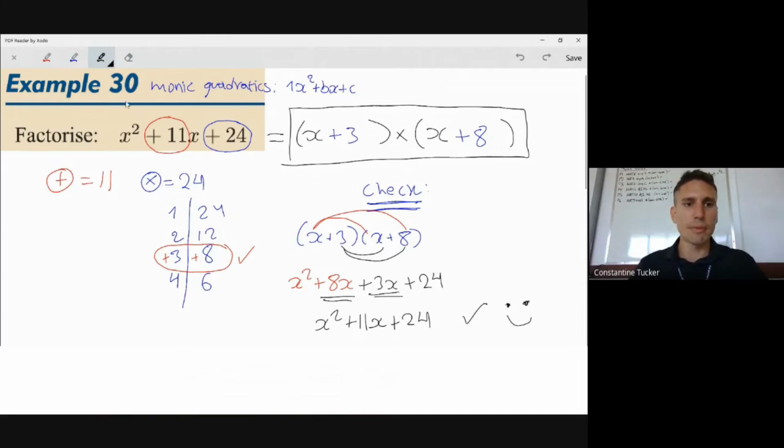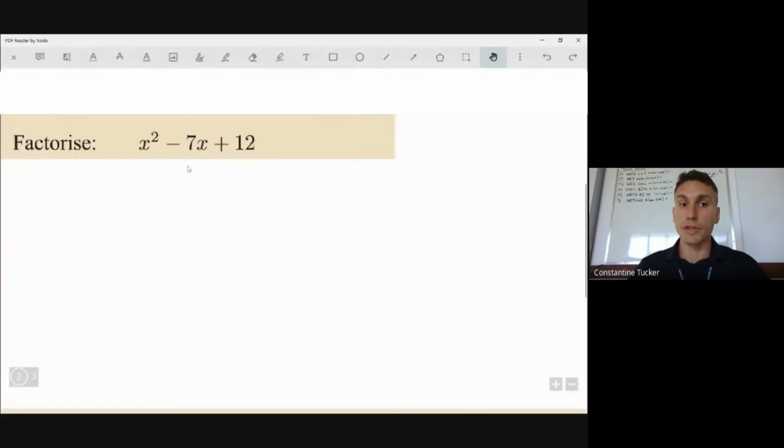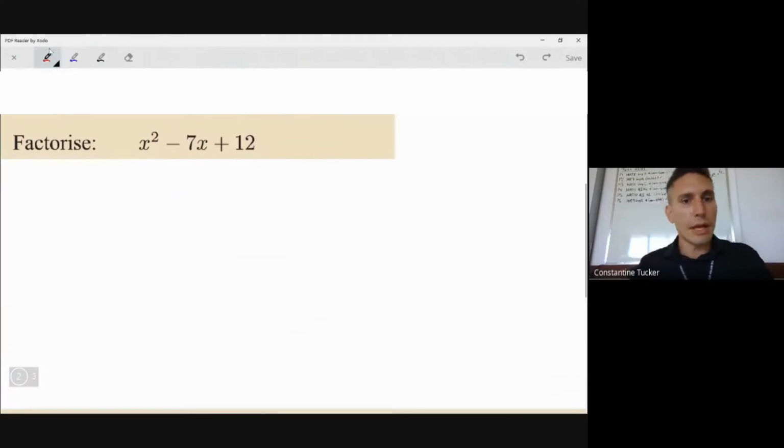Okay, so just to recap, we find two numbers that add to give us the number in front of x, and we want those same two numbers to multiply to give us the number at the end, which we call the constant. So these are the two numbers, 3 and 8, and we'll just put them in the brackets in the way we did. Let's do one more example just to see how it works in some cases if you have negative numbers.